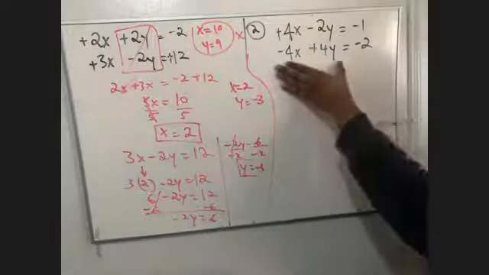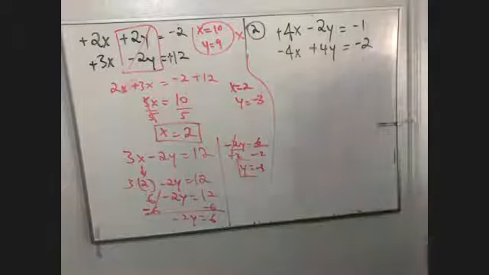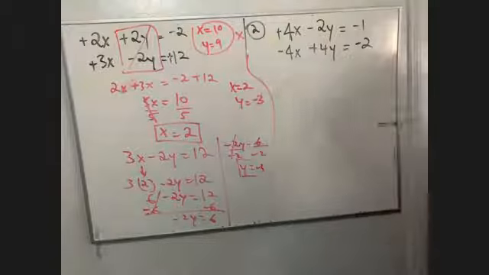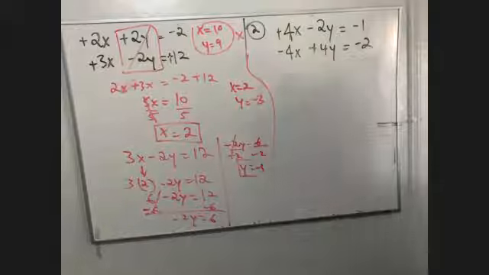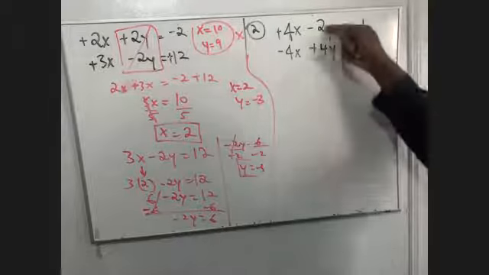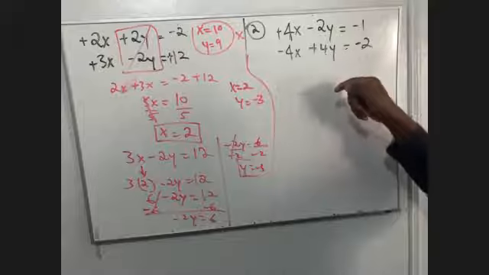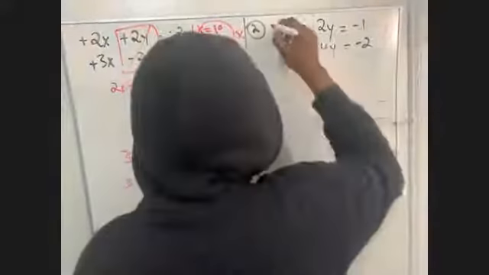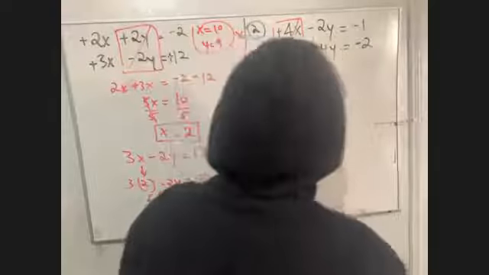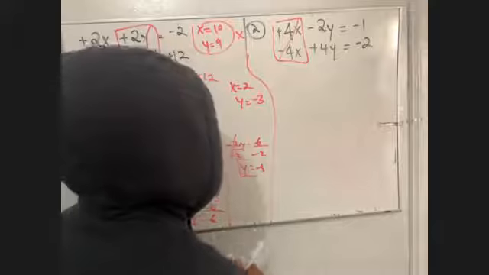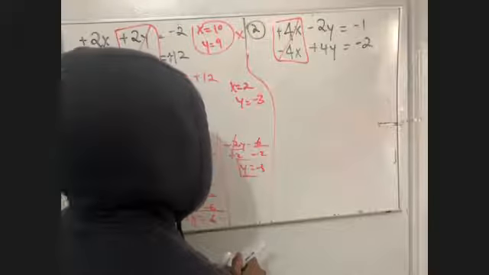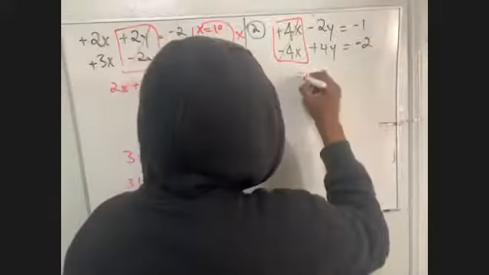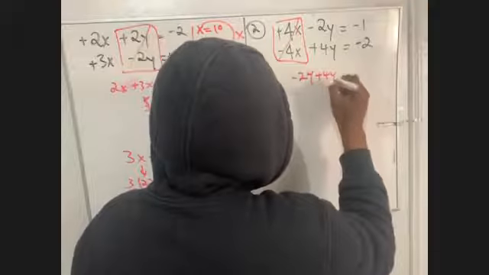So who wants to help me do number 2? I don't want to solve number 2 by myself. Someone should help me. All right, so you cross out the 4x's. The positive 4x and the negative 4x, exactly. So you cancel this. So what happens next? All right, so you write out -2y plus 4y equals -1 minus 2.